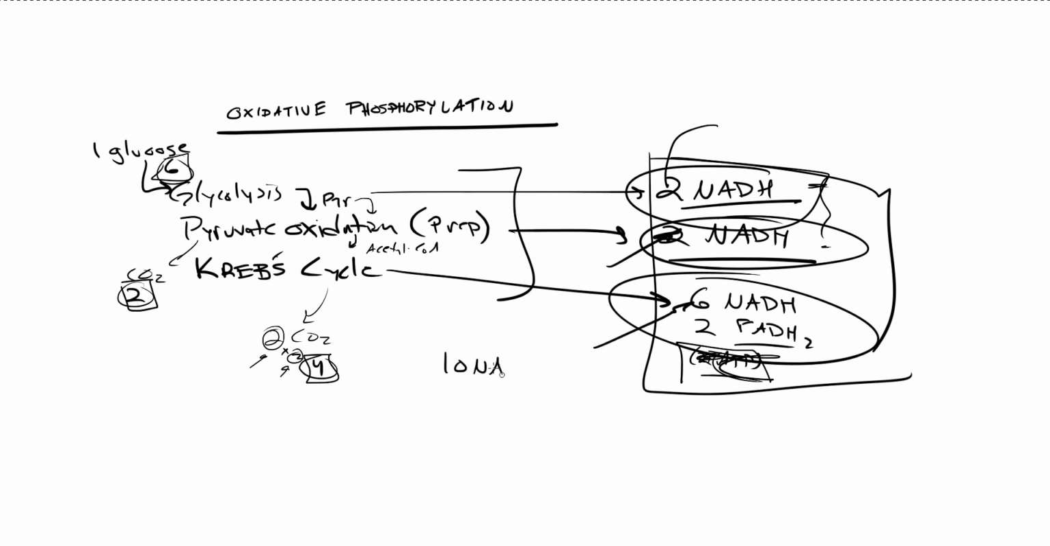Start with 10 NADHs. That's what we're going to take to this next step here. So we got 10 NADHs. We have 2 FADH2s. All right, so first of all, what are these things?